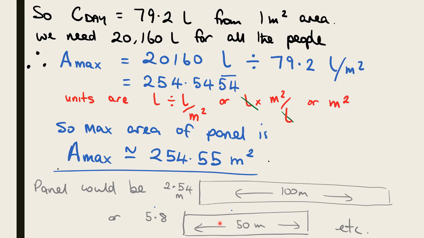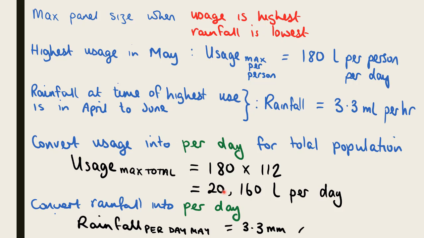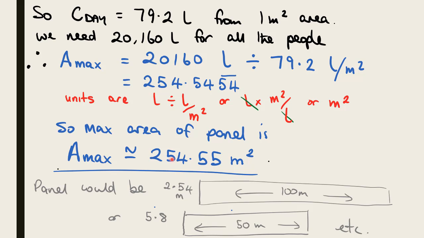You could have more than one panel and divide it up, but all of the panel has to make 254.55 meters squared in order to give enough water from the most usage situation, which was back here. So we need to get 180 liters per person, and we did that calculation and we worked out 20,160 liters per day. So to do that we need 254 square meters of area for our collector. So that's our main calculation.